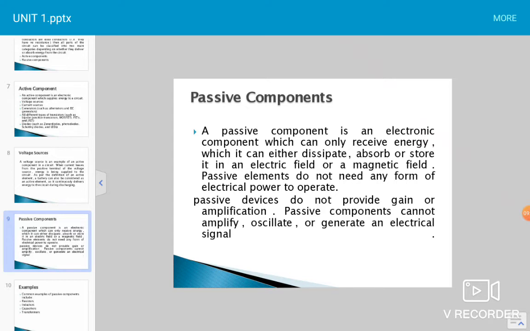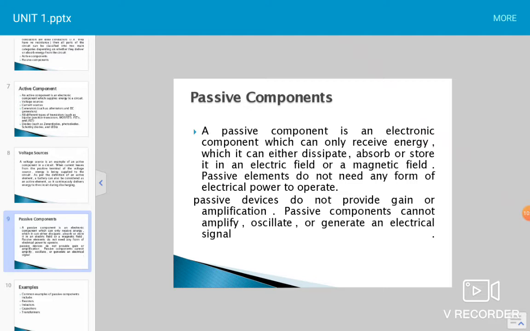Which can either dissipate, absorb or store. Dissipate, absorb और store का मतलब, store कौन करता है, कौन सा इलेक्ट्रॉनिक कंपोनेंट एनर्जी स्टोर करता है, that is capacitor. It is also an example of the passive component, and the magnetic field. Passive elements do not need any form of electric power to operate. Passive devices do not provide gain or amplification, and passive components are those electronic components which are not responsible to amplify or oscillate or generate the electrical signals, right?